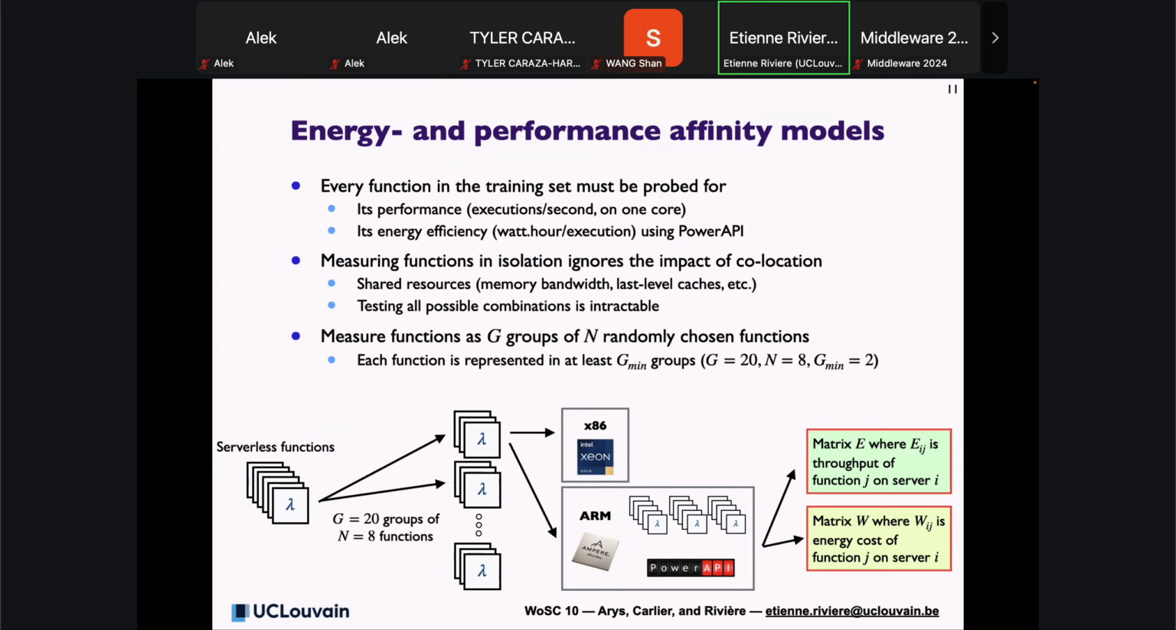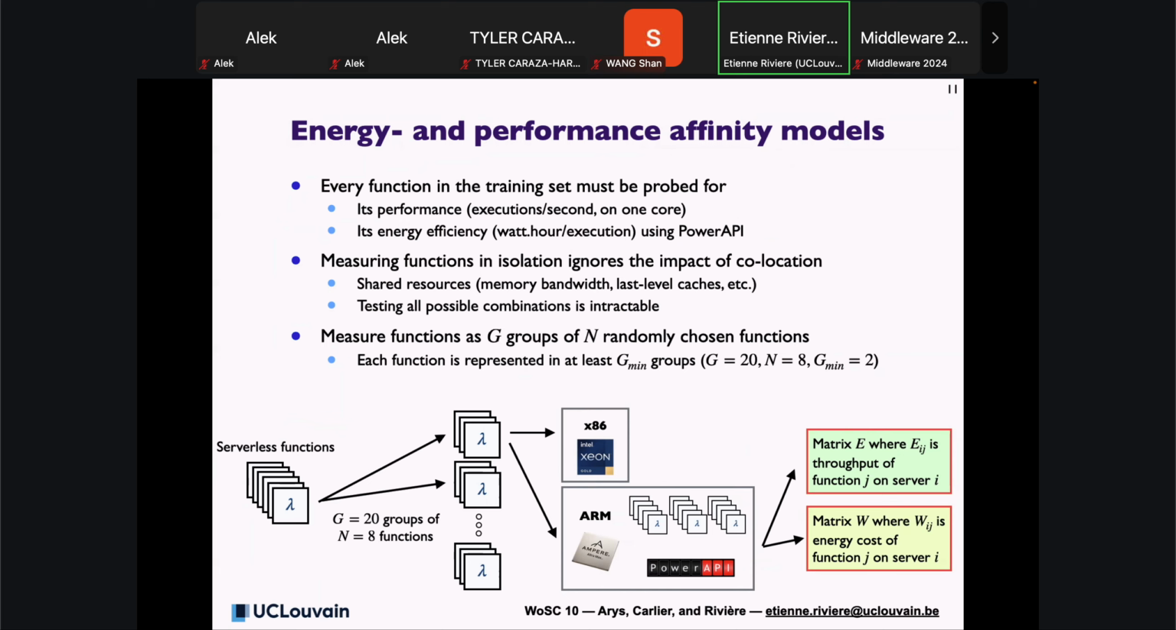And we selectively run them onto the different processors to have a degree of co-location. And from that, we have metrics which are, in fact, distributions. So we have results where we have a matrix that gives us the throughput of a function on a server.